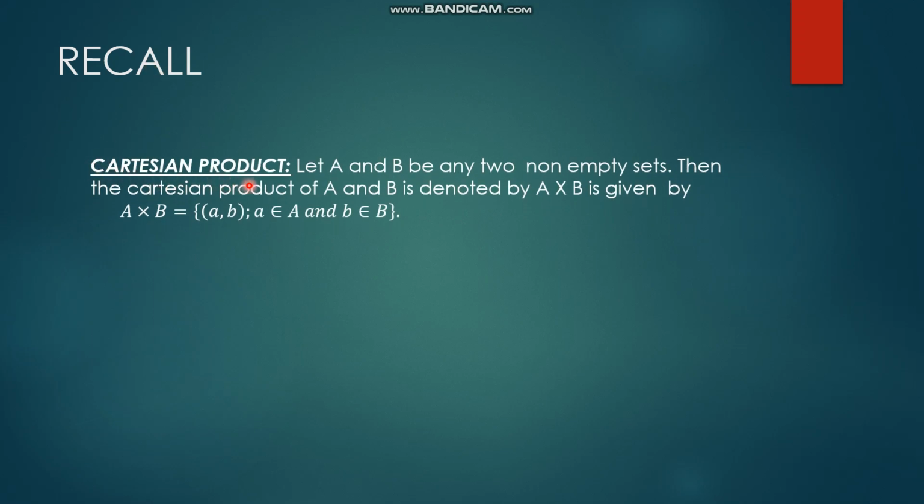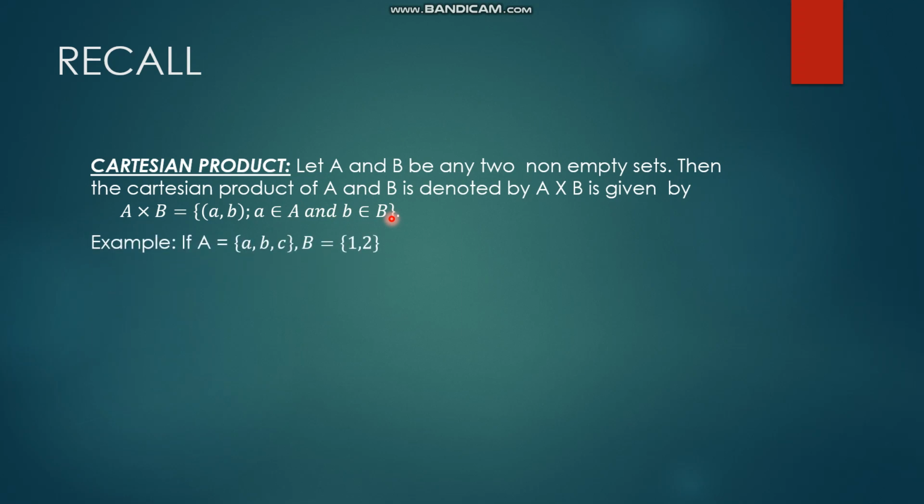One thing is the Cartesian product. If A and B are any two non-empty sets, then the Cartesian product of A and B is denoted by A cross B and is given by: A cross B is equal to the set of all ordered pairs (a, b), where the first element a belongs to the first set and the second element b belongs to the second set.